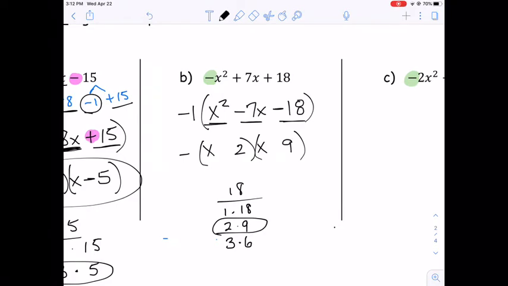Which one needs to have the negative? The 9 needs to be a negative and the 2 positive. That would end up giving me a -7 when I add those together. That would be my factored expression.